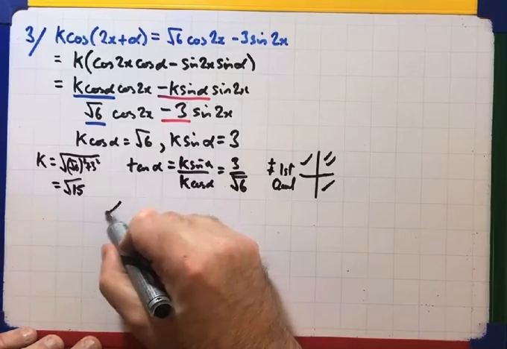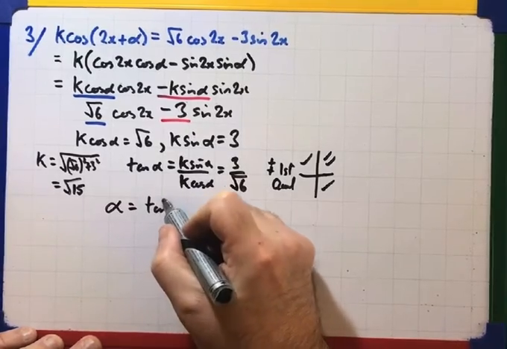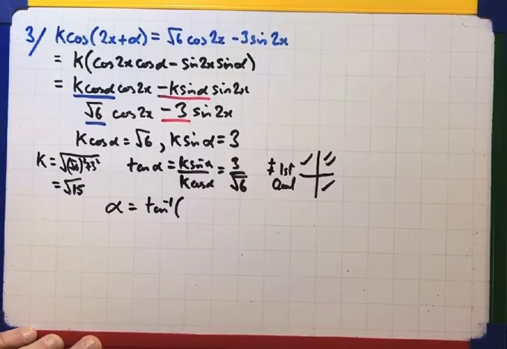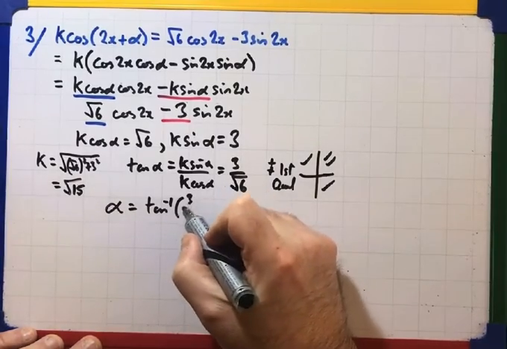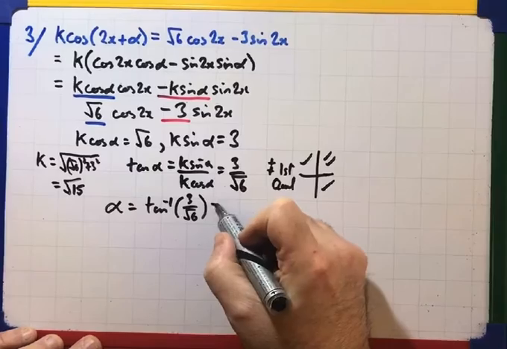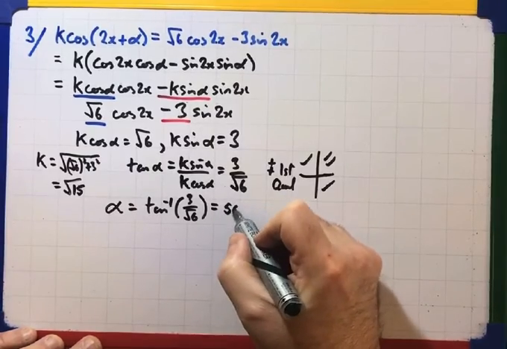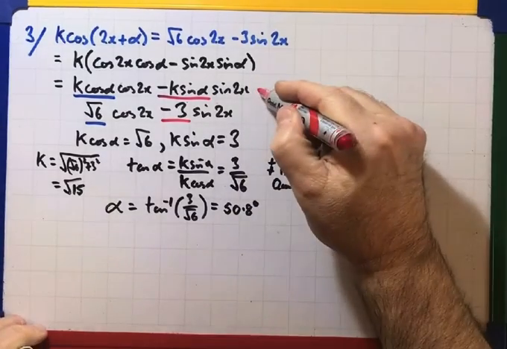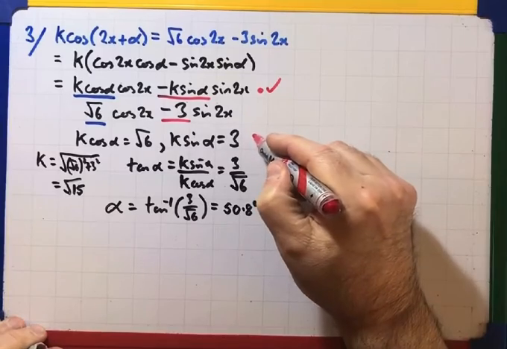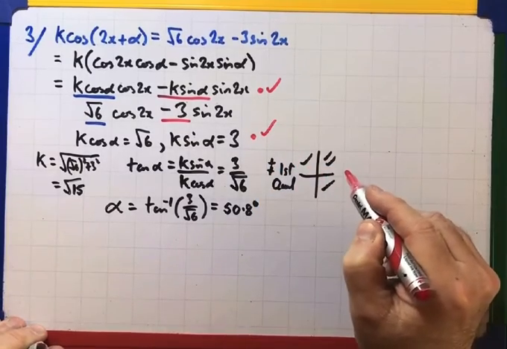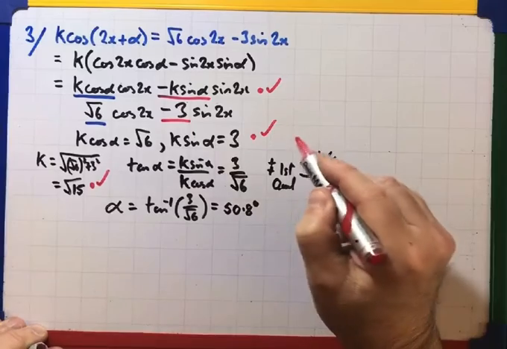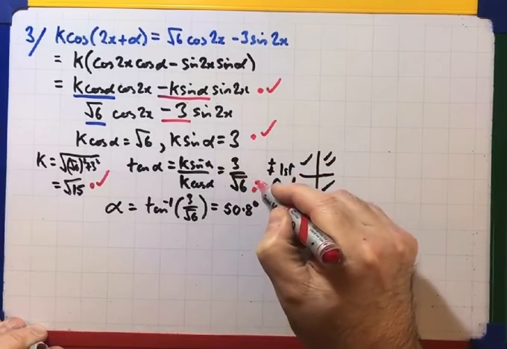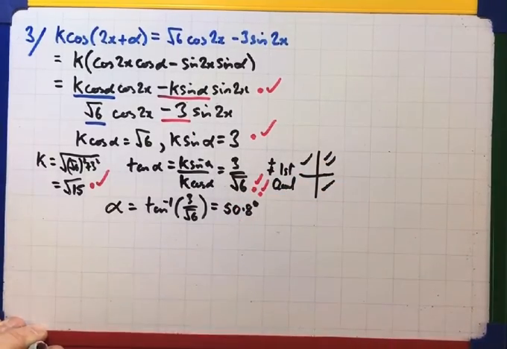So all we want is alpha is inverse tan of 3 over root 6, which gives you 50.8 degrees. Okay, that's the first bit done. So we got, again, 1 mark for expanding that, 1 mark for correctly comparing, 1 mark for working out k, and 2 marks for the angle, 1 for getting 50.8 and showing it's first quadrant. Okay.